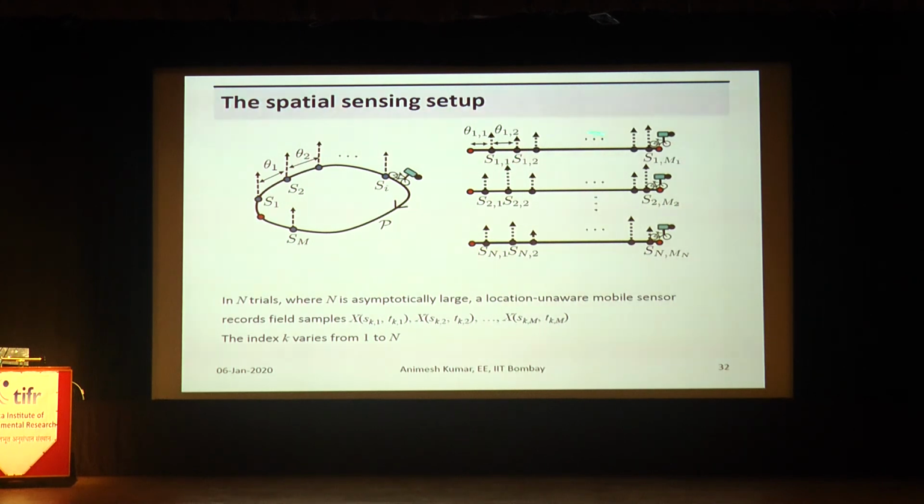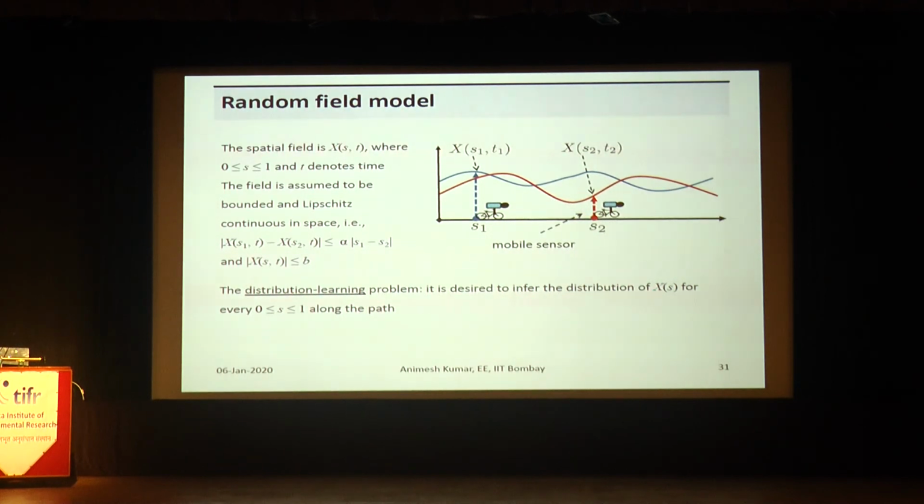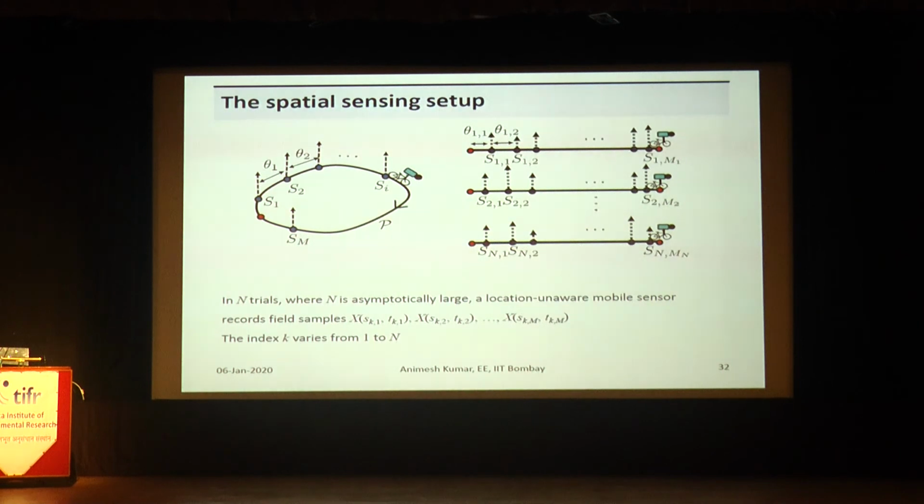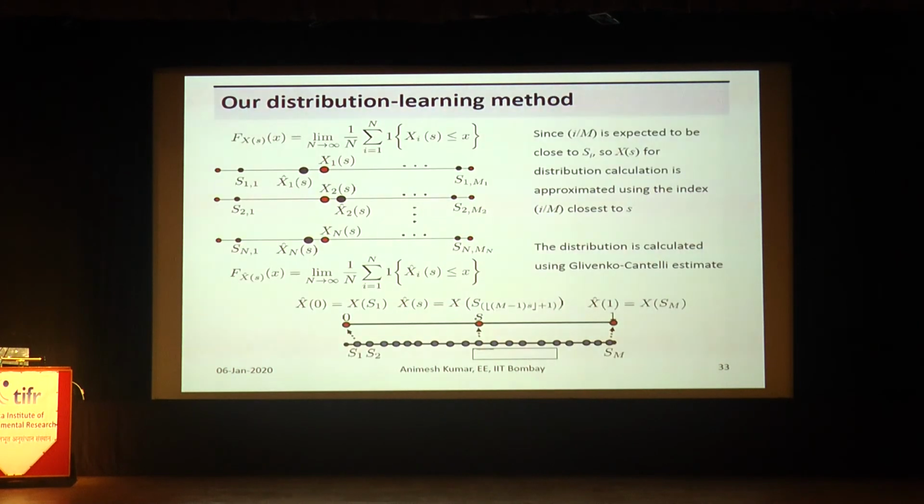And on each trial, these sampling locations are generated according to an unknown renewal process. And then what we want to do is use the field samples to infer, or learn, the distribution of x of s at any point in space. So that's the goal here. All right, so this is how we do it. It's a busy slide, but let me try my best to explain it.